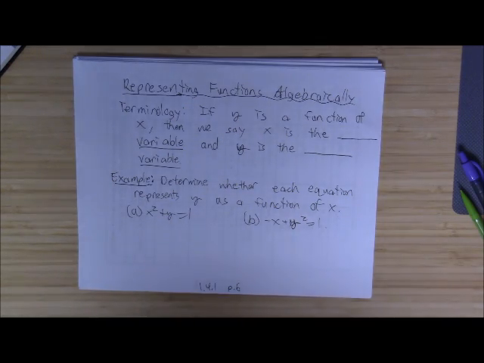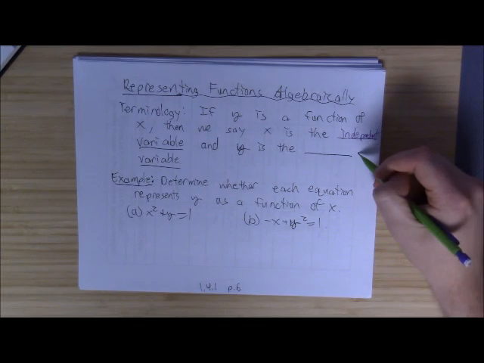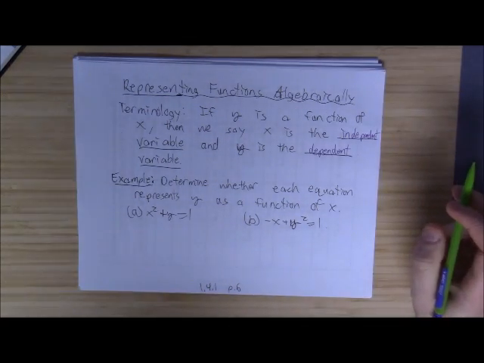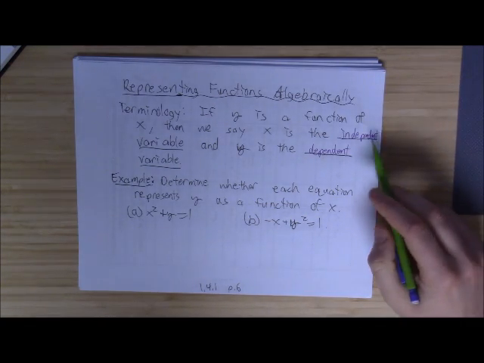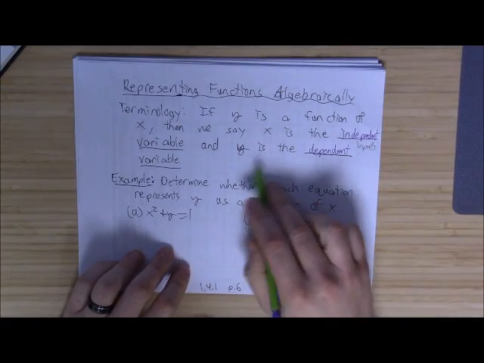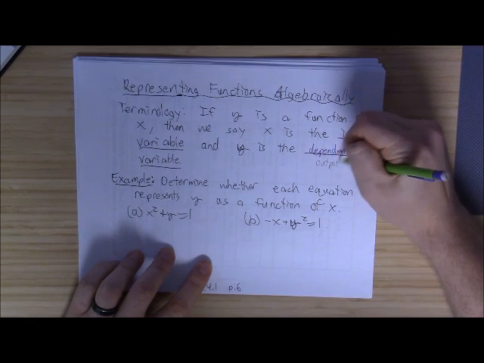Finally, we have what is going to be our focus for the rest of this section, which is representing functions algebraically. For a bit of terminology first, if y is a function of x, then we say x is the independent variable and y is the dependent variable. Why does this matter? The reason this matters is because essentially our independent variables correspond to inputs, and our dependent variable depends on what input you put in, and thus it is an output. Okay?